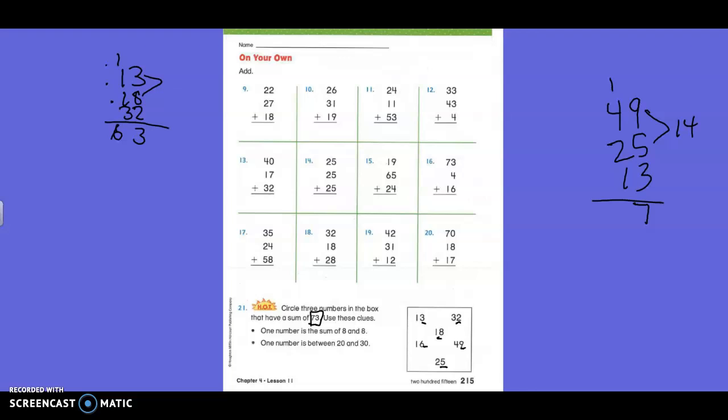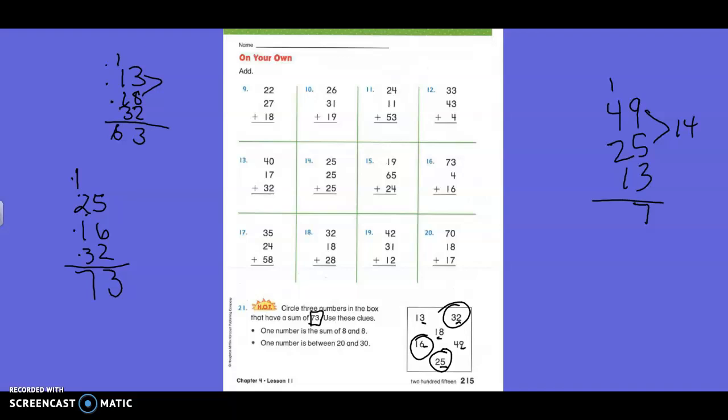Lena? 25. Okay, 25 plus what? Plus 16. Now that's 11, right? So you need 2 more. The only number that has a 2 in the tens is 32. Right? 32. Okay. So this will be 13. Add the 1. Let's see. 3, 4, 5, 6, 7. Got it. 3 numbers then. Circle the 3 numbers. So we need 25, 16, and 32.